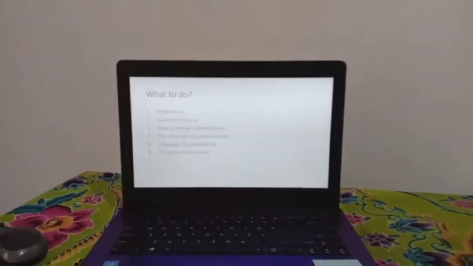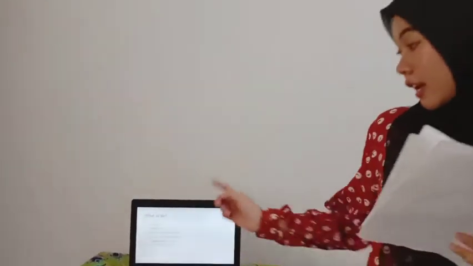Start. There are three common objectives. The first, argue. The second, persuade. The third, inform. The next, let's explain starting from what to do. The first, preparation.